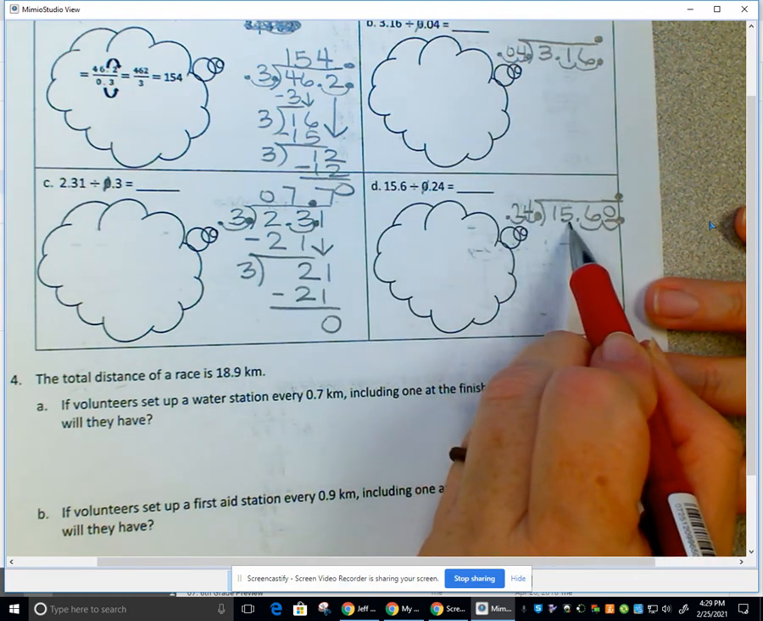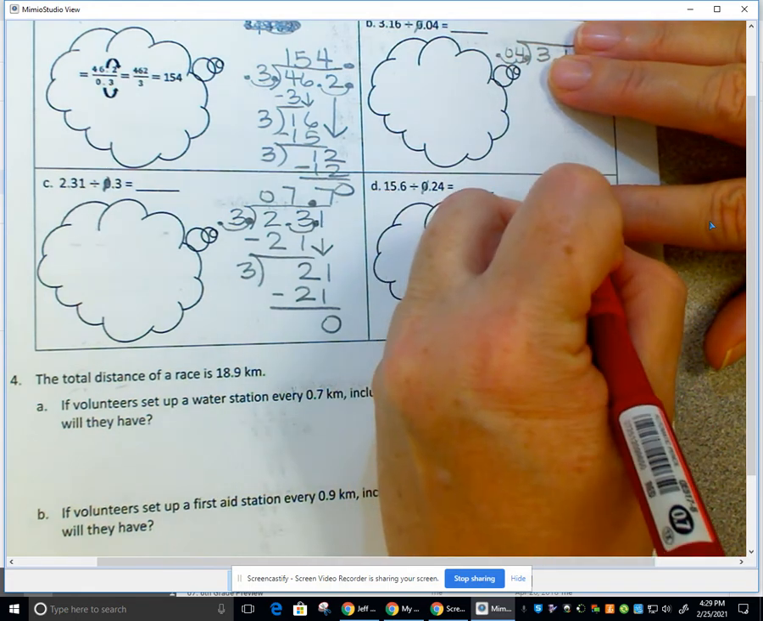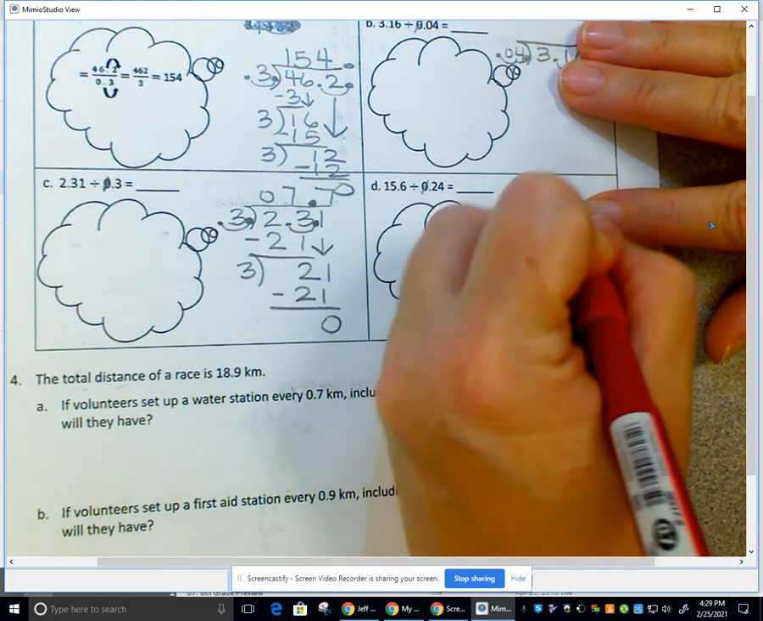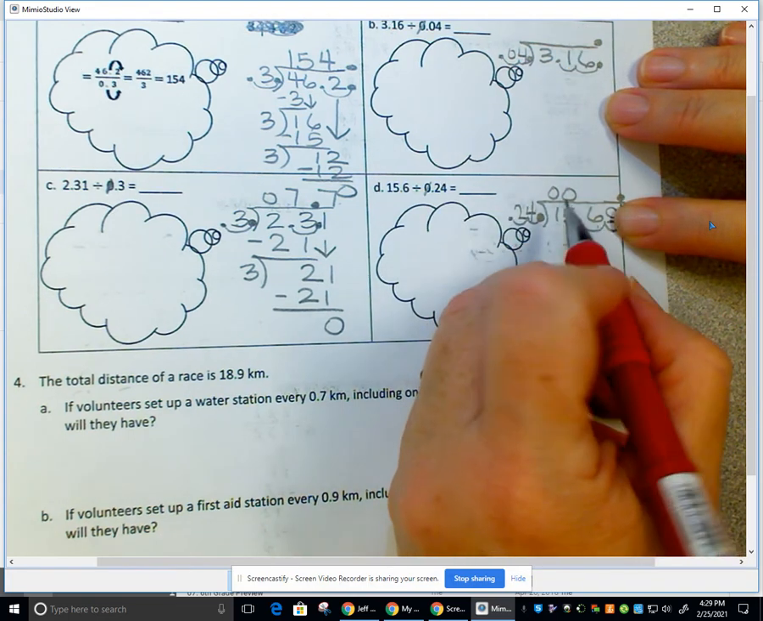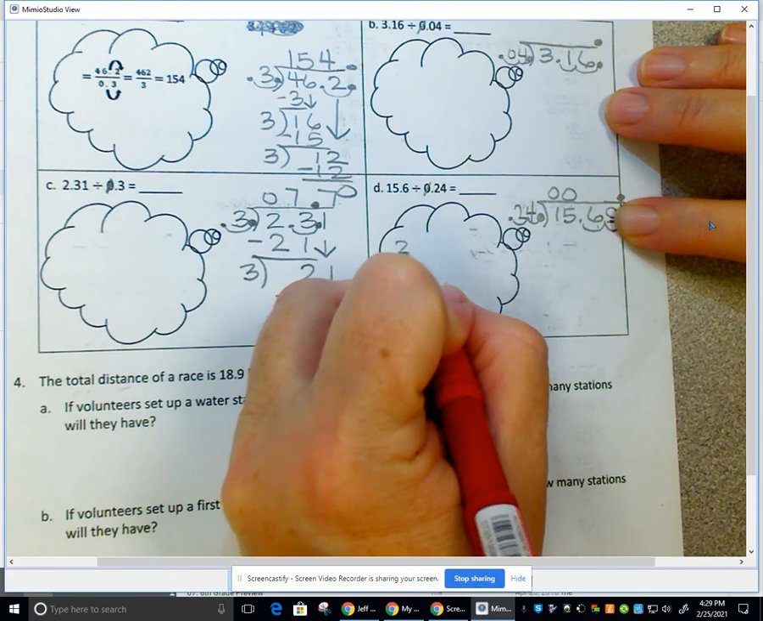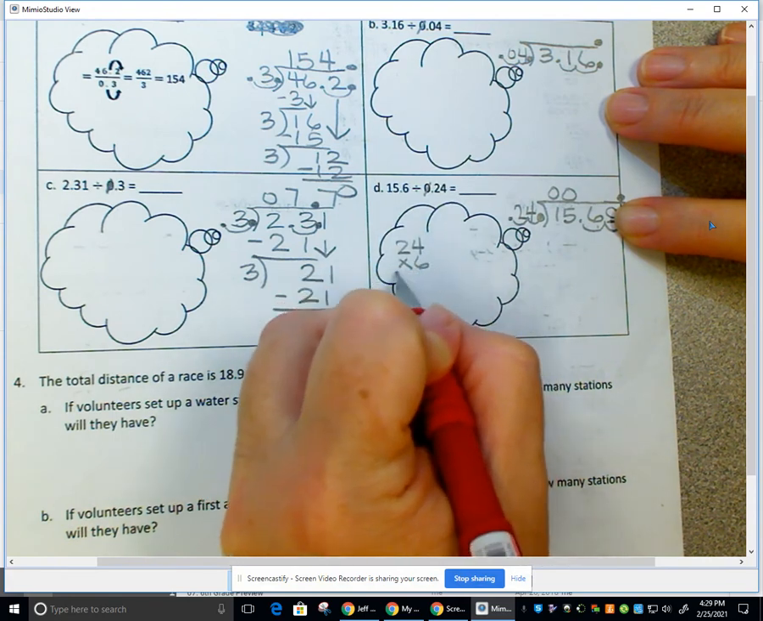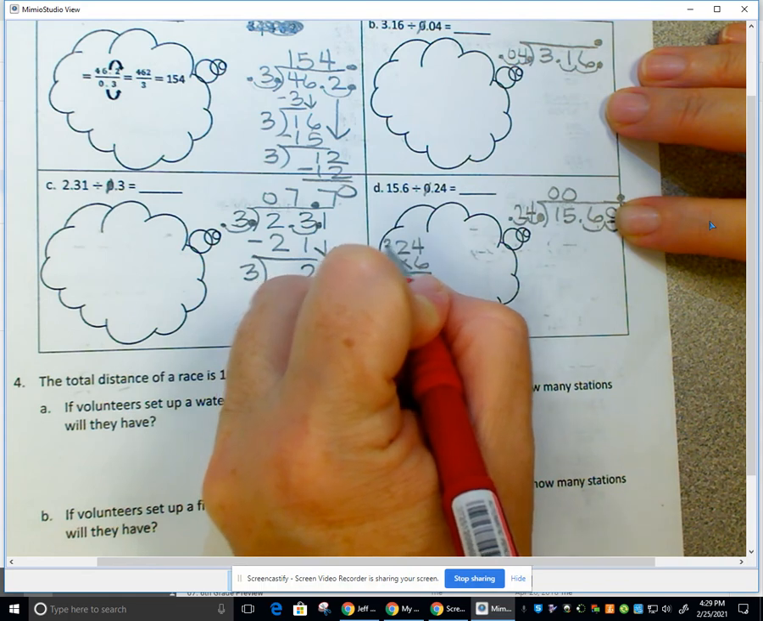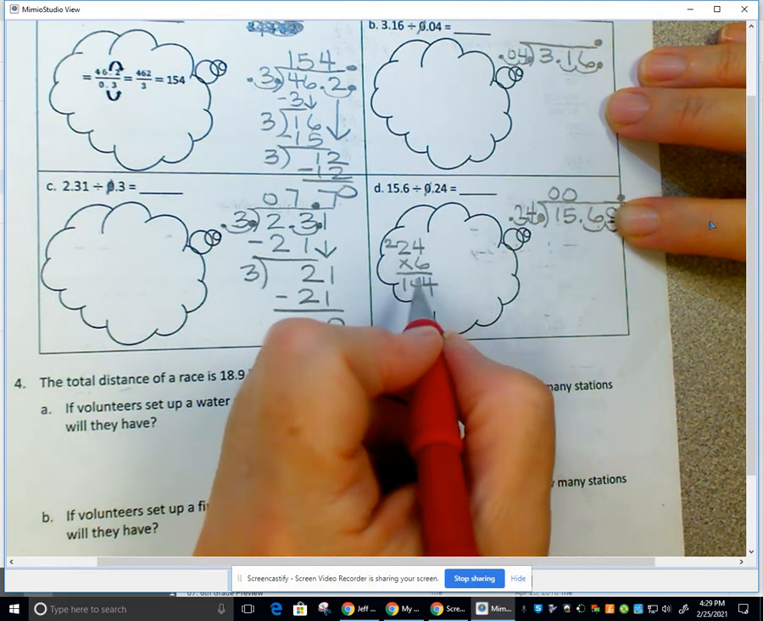24 into 1,560. 24 won't go into 1. It won't go into 15, but it will go into 156. If you come and do your 24 facts, 24 times 6 would be what you need, because that's 144.